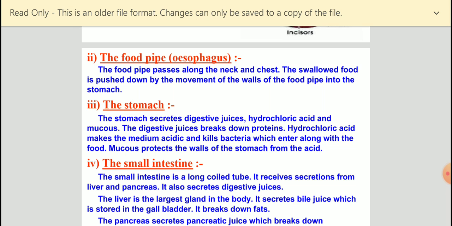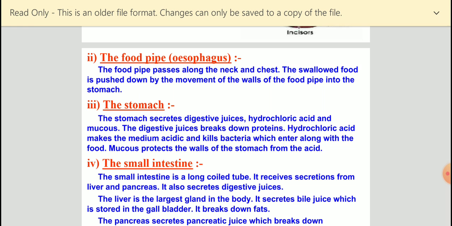Next, pepsin. Pepsin is the digestive enzyme that helps in the digestion of protein. Due to the presence of hydrochloric acid, the pepsin starts working. Clear? And mucus protects the wall of the stomach from the acid. Otherwise, acid will harm our stomach. The mucous membrane, like a bag, protects the wall of the stomach from the acid. Now the food goes to the small intestine.